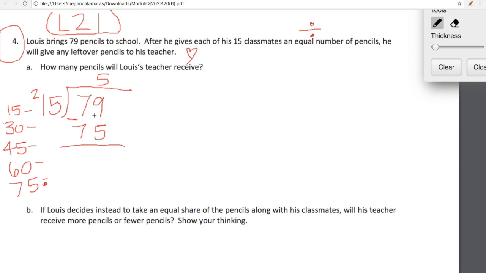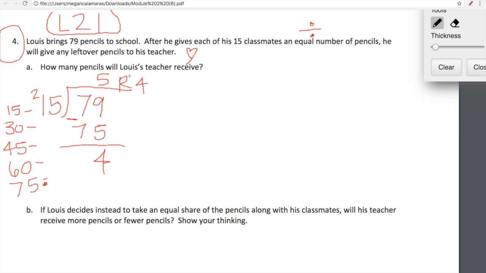Let's find the difference between 79 and 75. Difference is 4. Okay, so that's good because 4 is less than 15. So we have a quotient of 5 with a remainder of 4. Okay, so let's go look back at our problem and think.